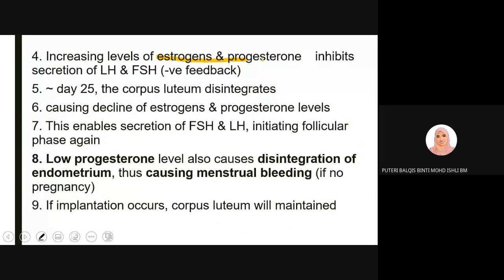Once estrogen and progesterone is increased, it will give negative feedback. Bila negative feedback, maksudnya LH dengan FSH akan jadi rendah. Bila LH rendah, corpus luteum disintegrate. Corpus luteum disintegrate, it causes the decline of estrogen and progesterone level. Low progesterone causes disintegration of endometrium. So, bila disintegration endometrium berlaku, it causes menstrual bleeding, if there is no pregnancy. If there is pregnancy or if implantation takes place, corpus luteum will be maintained.